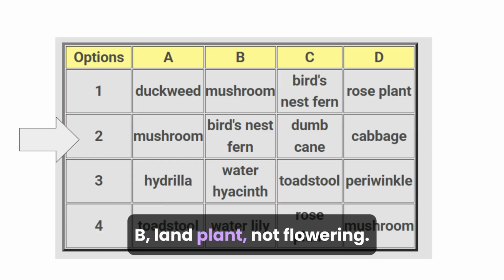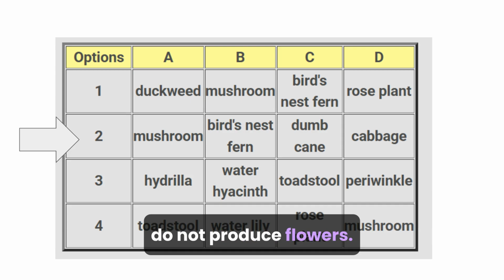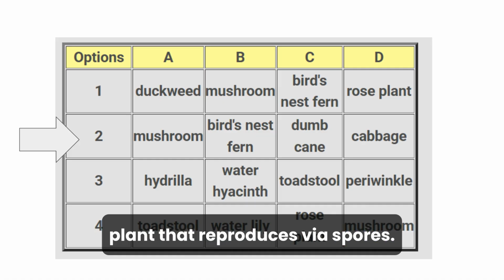B. Land plant, not flowering. This path includes land plants that do not produce flowers. A bird's nest fern is a non-flowering land plant that reproduces via spores.